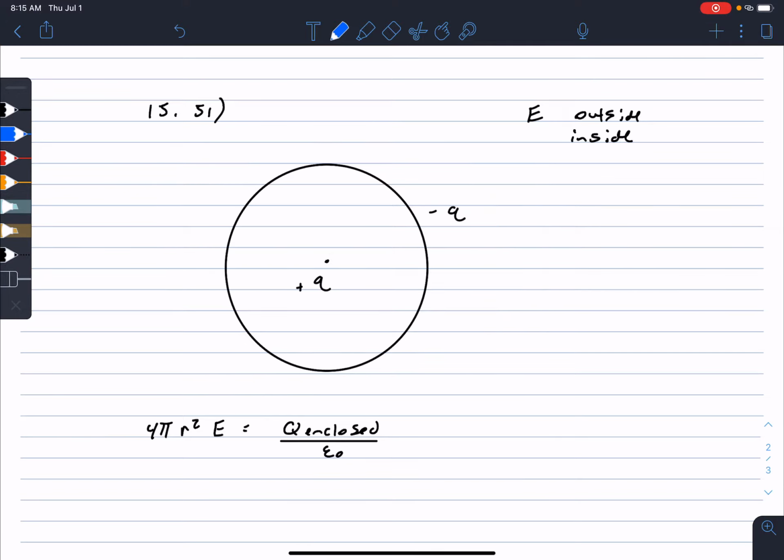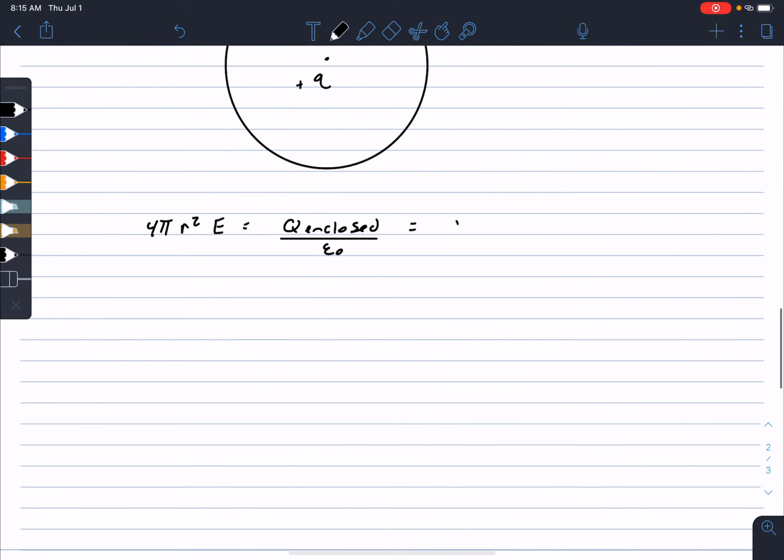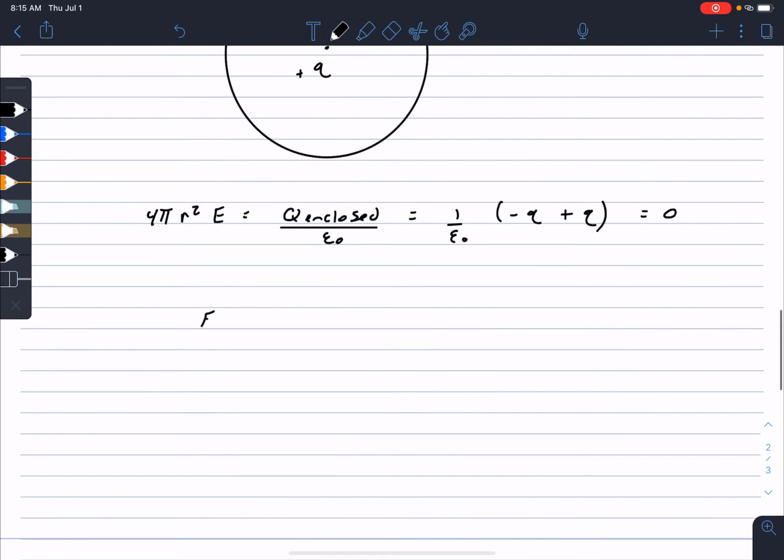So let's take those. 1 over epsilon naught, negative Q plus Q is equal to 0. So the electric field outside is going to be 0. Because what we do typically is we take this, then we take these things to the other side, 4 pi r squared, but still Q enclosed in this case is 0. So that equals 0.